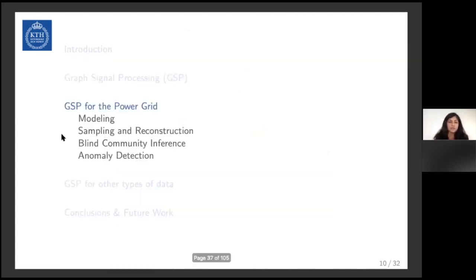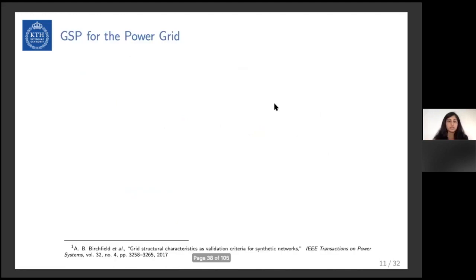And so this completes the initial part of what is graph signal processing. And with that background, we are now ready to describe what it means for GSP for the power grid. Any questions at this point? Okay, so I'm going to continue.